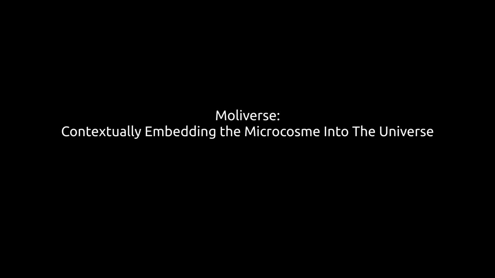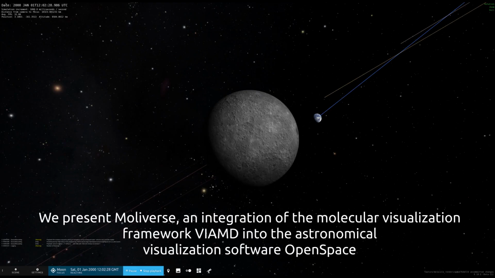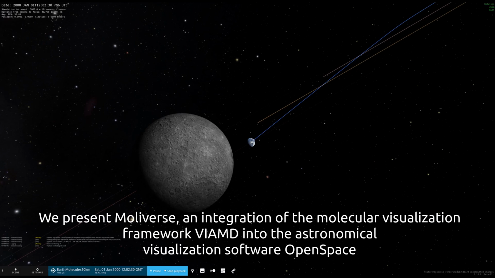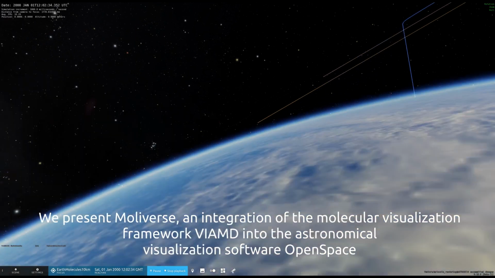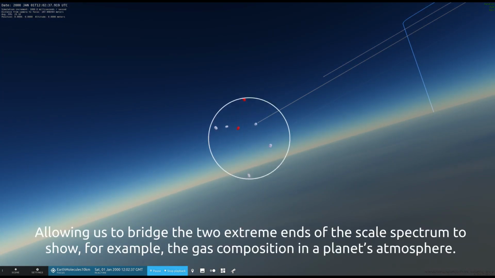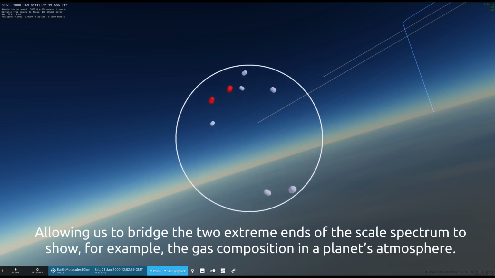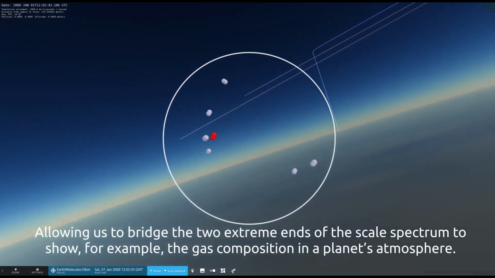Moliverse, contextually embedding the microcosm into the universe. We present Moliverse, an integration of the molecular visualization framework VMD into the astronomical visualization software OpenSpace, allowing us to bridge the two extreme ends of the scale spectrum to show, for example, the gas composition in a planet's atmosphere.